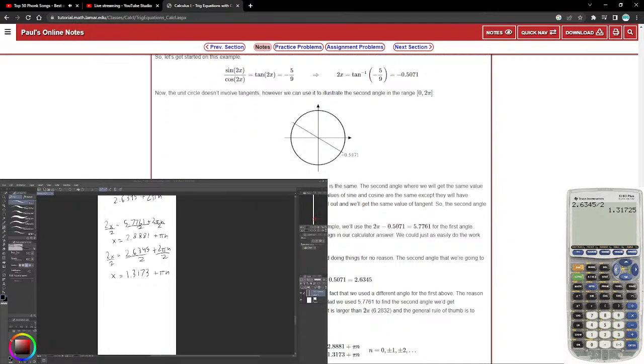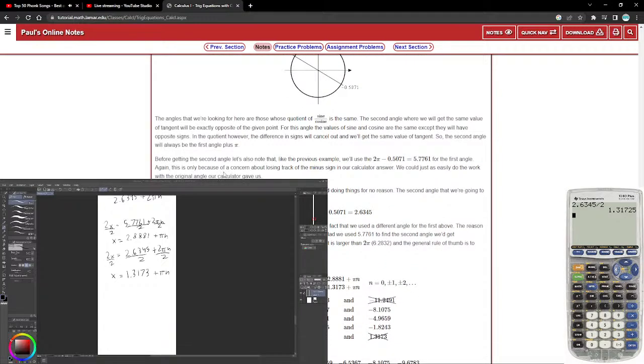The angles that we're looking for here are those whose quotient of sine over cosine is the same. The second angle, where we will get the same value of tangent, will be exactly opposite of the given point. For this angle, the values of sine and cosine are the same except that they will have opposite signs. In the quotient, however, the difference in signs will cancel out and we'll get the same value of tangent. So the second angle will always be the first angle plus pi.